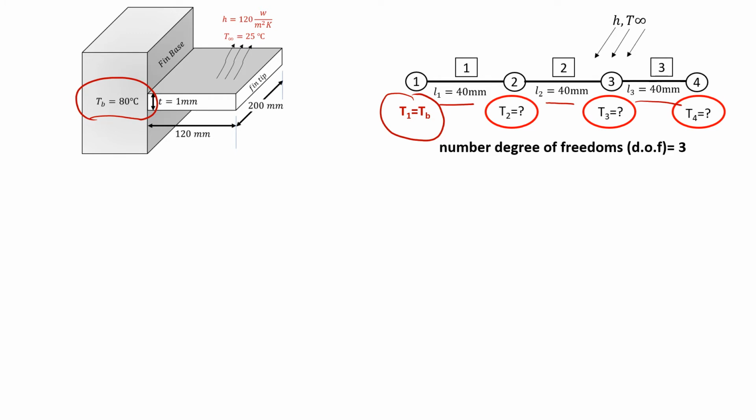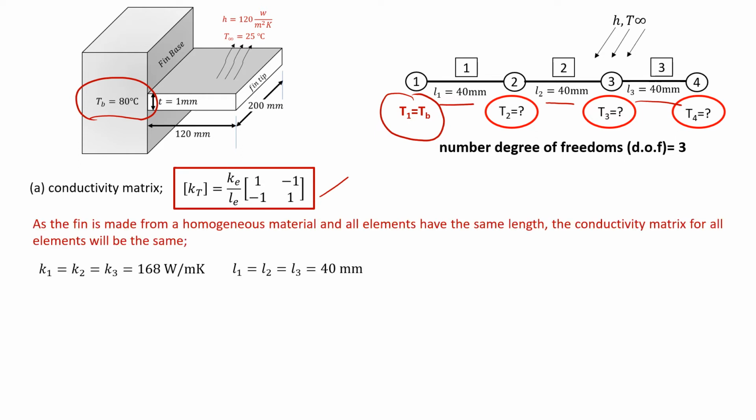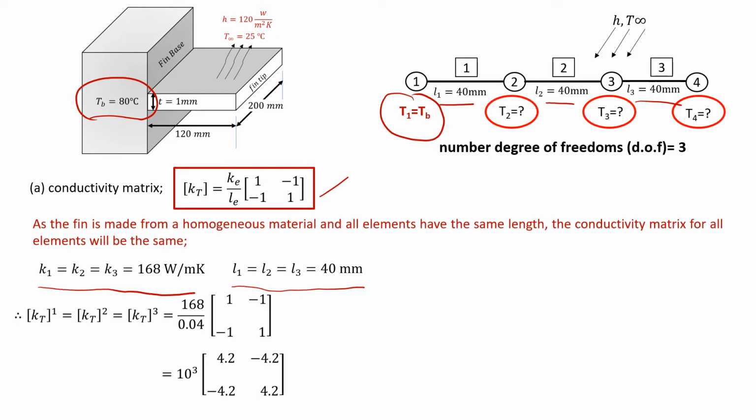Okay, now let's determine the element conductivity matrix for each element by using this equation. Please take note that as the fin is made from a homogeneous material, the conductivity coefficient for all elements will be constant. Similarly, as we model the element with equal length, the length of the element is constant for all the elements. Therefore, the K matrix for each element will be the same as shown.